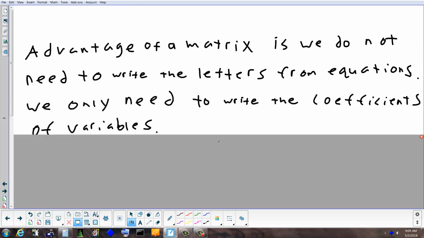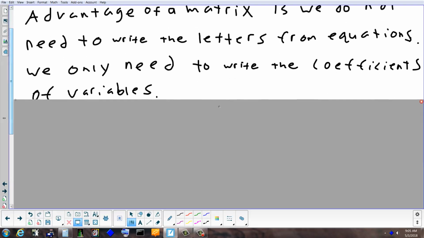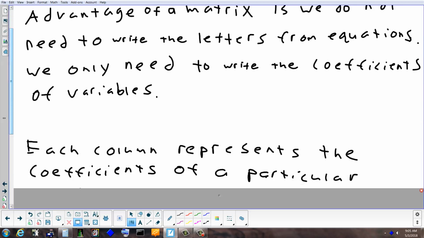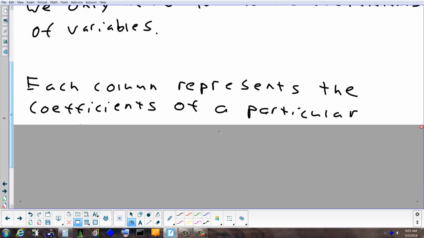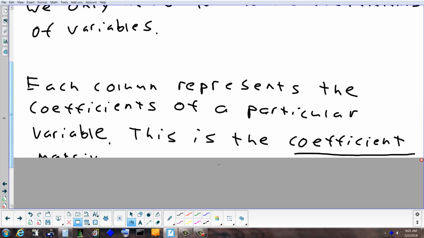So for our matrices, we only need to write the coefficients of the variables. What's important is that we line everything up. One column is going to represent one variable. Conventionally, the first column is the x's, the second column is the y's, the third column is the z's. I would stick with that. But most importantly, you've got to have all the same letter in the same column. I'm going to show you in a second how to start this.